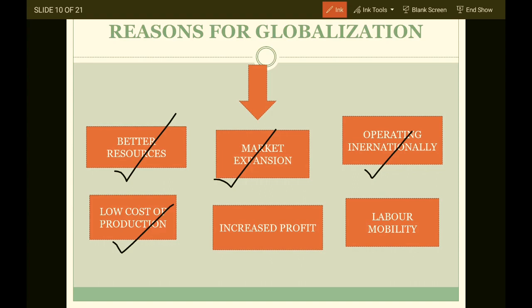Low cost of production, yes, very important. Labor is being imported from other countries at low cost, which results in a low cost of production. Increased profit: the profit increases because there are more alternatives, more options, and a low cost of production, and that results in more profits.